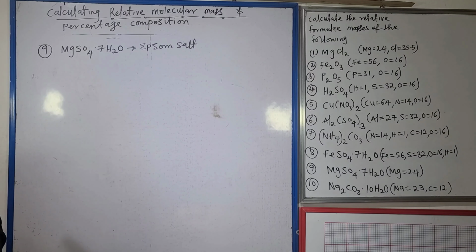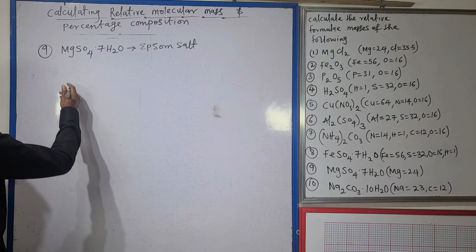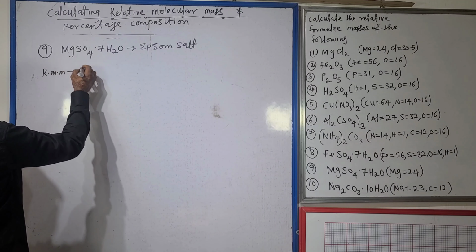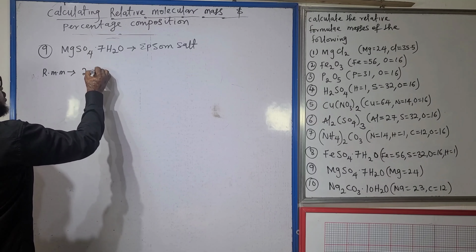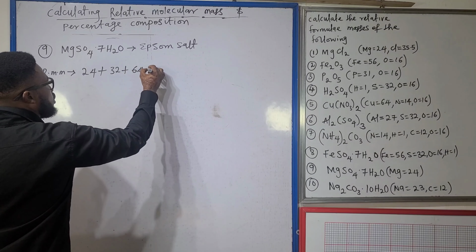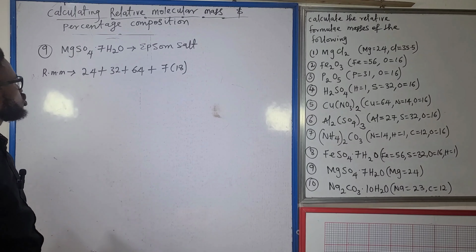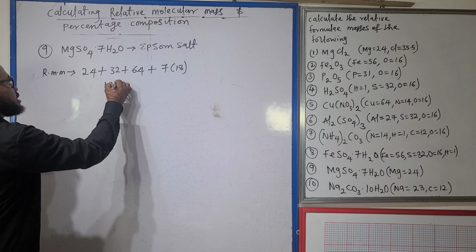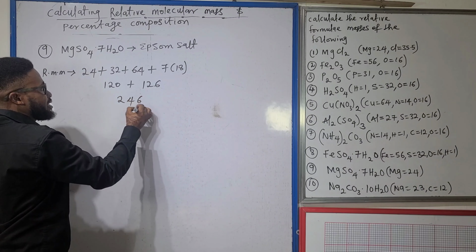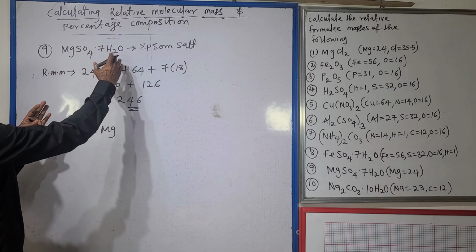Moving on to question 9, we have magnesium sulfate heptahydrate, otherwise known as Epsom salt. Of course, in here, we were told to calculate the relative molecular mass or the formula mass. So magnesium is 24. Sulfur is 32. Oxygen is 16, 16 times 4, that is 64. Plus water is 18, so 7 times 18. Of course, 24 plus 32 plus 64, that is 120 plus this is going to give us 246.